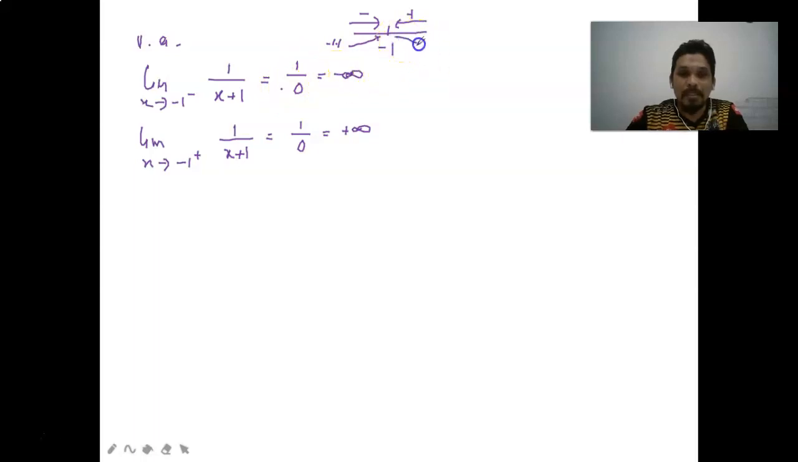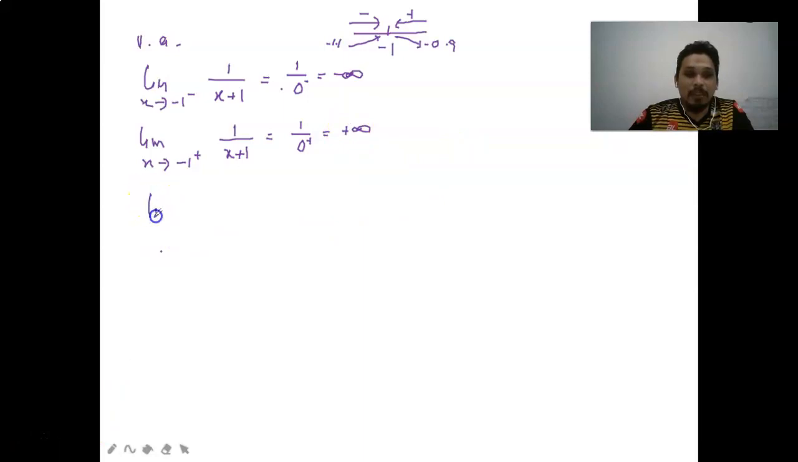And then, let's say I choose one value of negative 0.9. So now 0.9 is very close to negative 1. Substitute here, negative 0.9 plus 1 equals 0.1. 1 over any value that is very close to 0 but positive, so 1 over a positive value equals positive infinity.